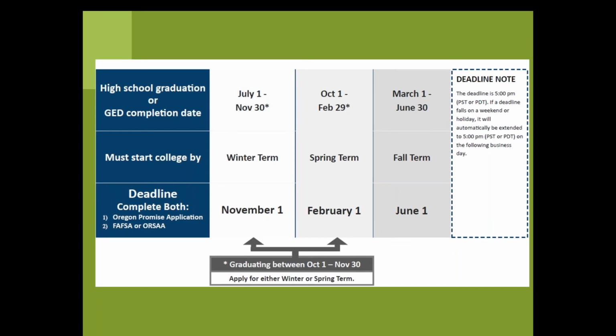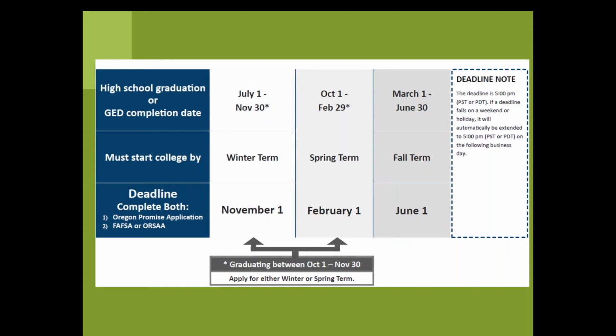So if you look over here, if you received your GED from July 1st through November 30th, you need to start college by winter term, and you have to complete your FAFSA or your ORSA and the Oregon Promise application by November 1st. If you receive your GED from October 1st to February 29th, then you need to complete the Oregon Promise application and file your FAFSA by February 1st, and you start college by spring term.